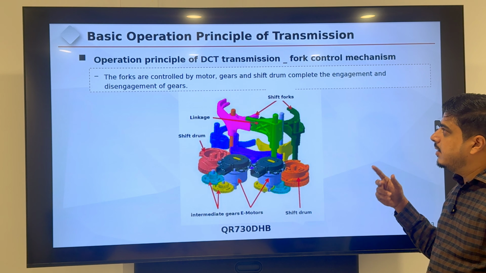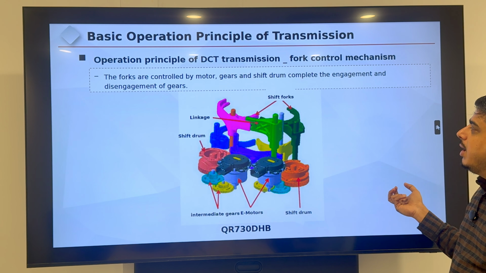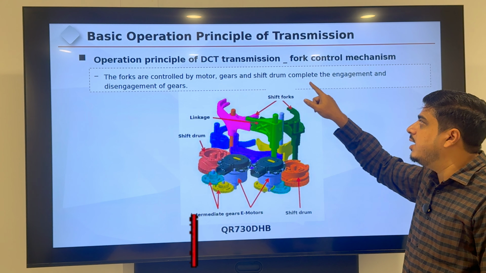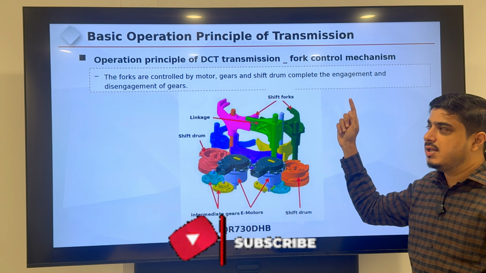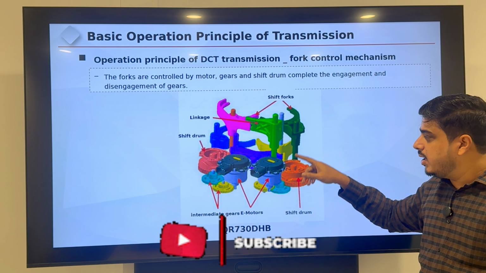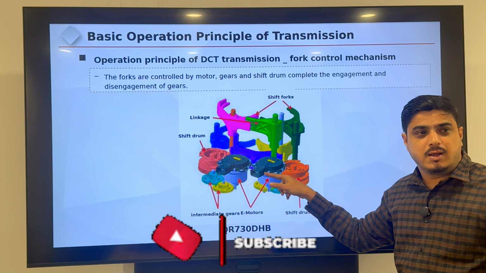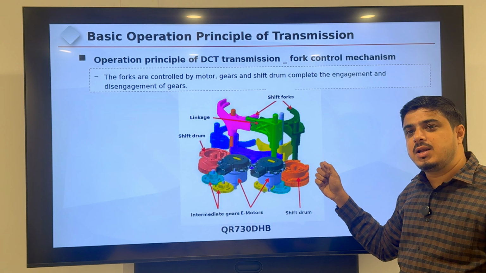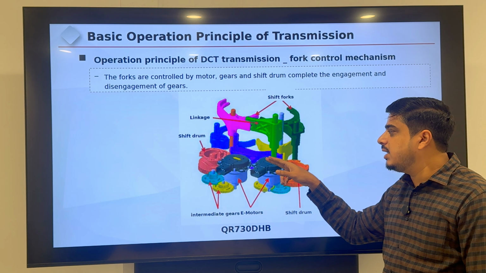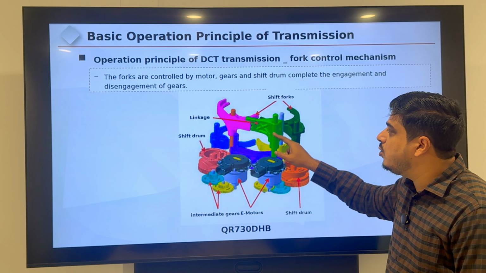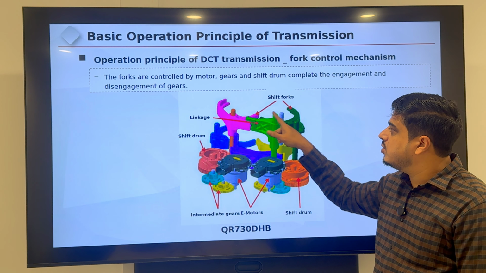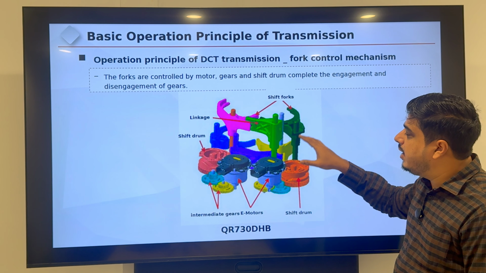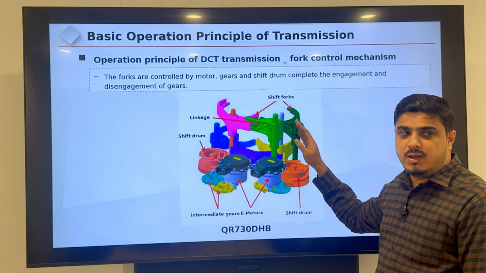Next, the operation of the DCT fork control mechanism. How does the fork control work here mechanically? The forks are controlled by motors, gears, and shift drums to complete the engagement and disengagement of the gears. The forks are controlled by electronic motors. In the manual transmission, we have to select manually. But here in the DCT, electronically controlled motors control these forks and the linkages, to complete the gear shifting, the engagement and disengagement of gears.